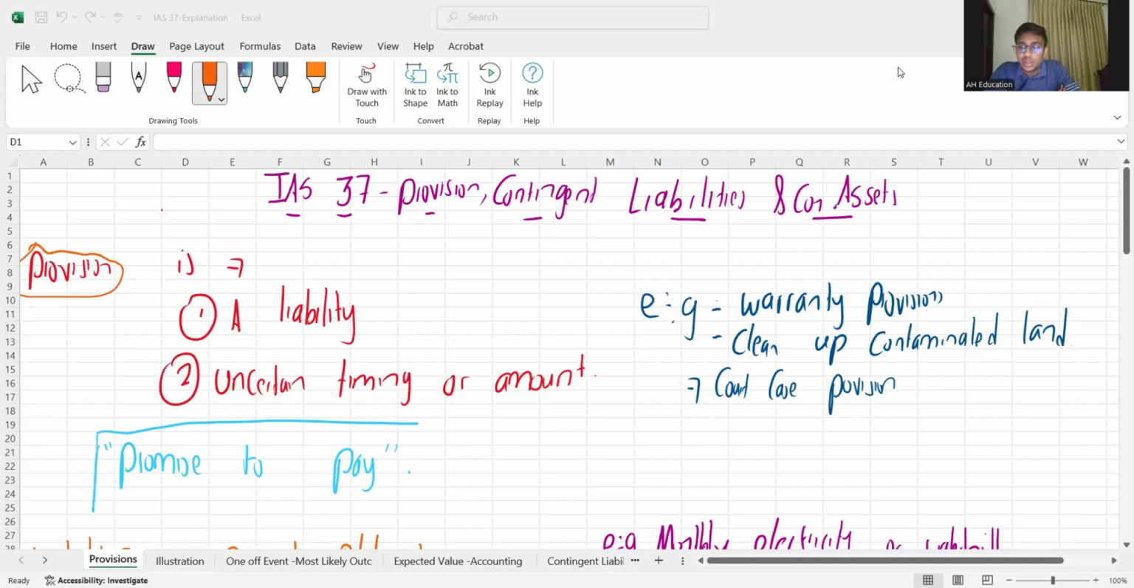Today we'll be looking at another old standard, which is IAS 37, Provisions, Contingent Liabilities and Contingent Assets. For most of y'all, this might be a recap session. Why? Y'all have learned this in your foundation levels or any other academic qualification that y'all have so far. So I'll try to keep this debrief as short as possible.